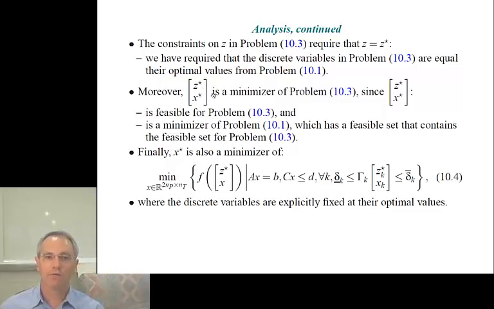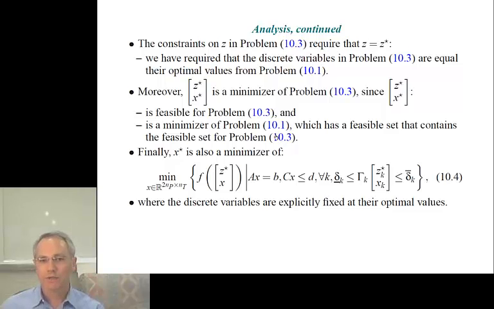Z star, x star, furthermore, is a minimizer of problem 10.3. Why is that? Well, z star, x star is clearly feasible for problem 10.3 because the only constraints that are different to problem 10.1 constraints are the constraints that effectively require z to be z star. Furthermore, z star, x star is a minimizer of problem 10.1, and the feasible set of problem 10.1 is bigger than, it contains, the feasible set for problem 10.3.